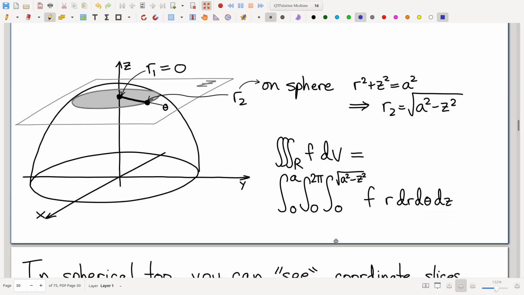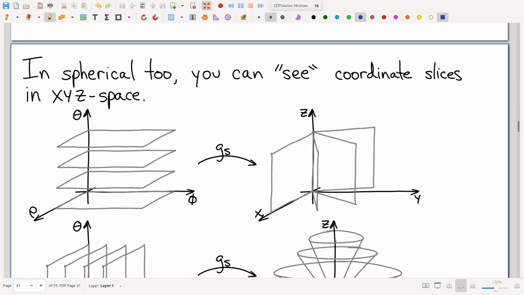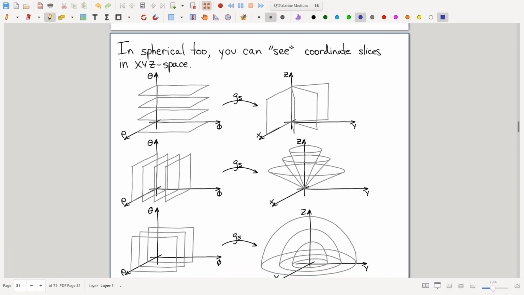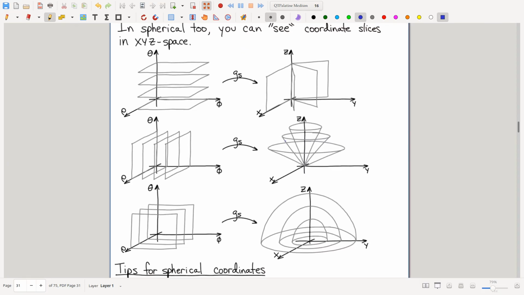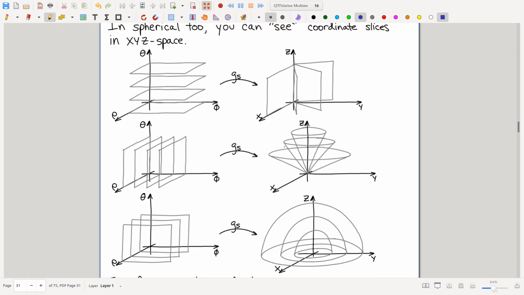Okay, spherical coordinates. With spherical coordinates, you can see what the slices look like. Now, the pictures are weirder here, but the main observation is that the theta slices look just like they did in cylindrical coordinates. That's the main observation we need to make, because it's going to turn out we're always going to put our d thetas on the outside.